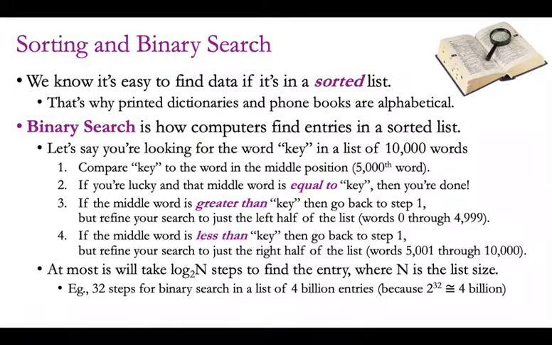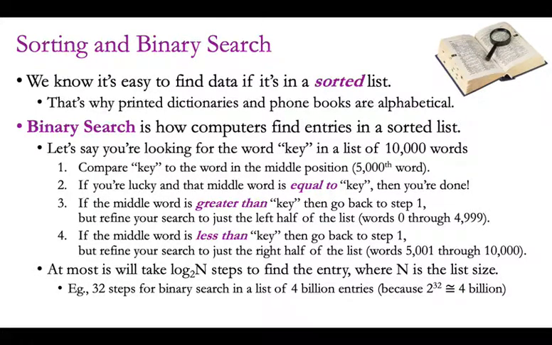All right, so we have a sorted list, like a printed dictionary or a phone book or something. We can use binary search, and that involves looking in the middle and throwing out half the results in every step. And it turns out that because we're always throwing out half of the remaining results, we know that the number of steps it's going to take if there are n entries is log base 2 of n.